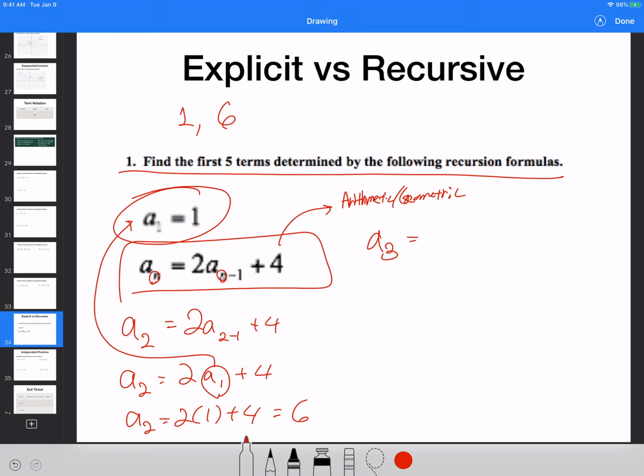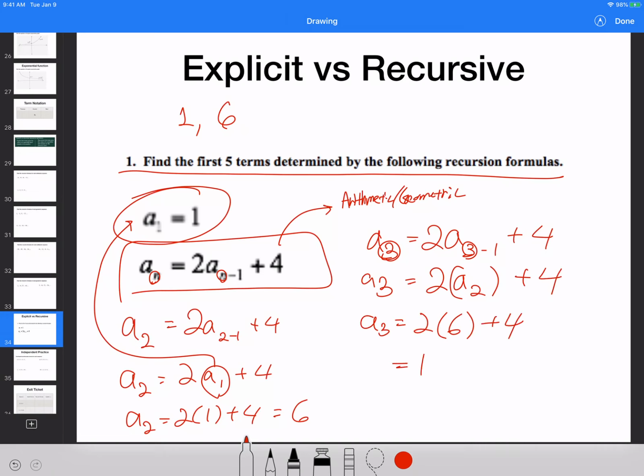What about a sub 3? 2 a sub 3 minus 1 plus 4. Remember, I plug in n as 3. A sub 3 is equal to 2 times a sub 2, the previous term. A sub 3 is 2 times 6 plus 4. So then that's 12 plus 4, which is 16. So my third term is 16.